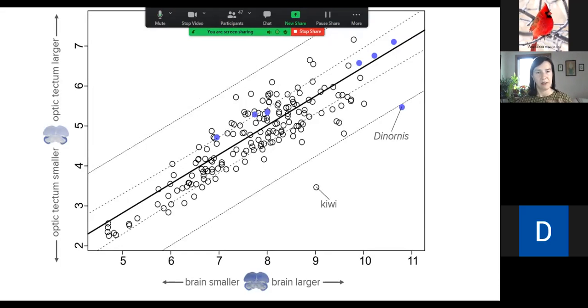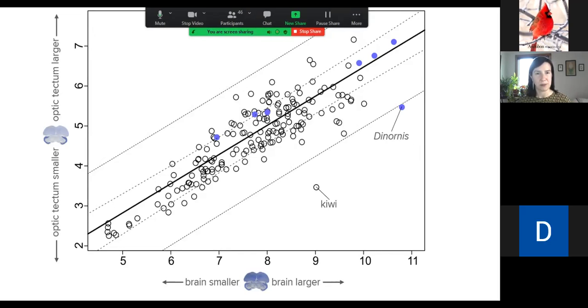We did that and found that a lot of the fossils I looked at, they're these blue dots, they kind of fell where we'd expect them with the sample of the rest of the modern day birds, so the open circles. But there was a weirdo in the modern day ones, the kiwi, again, they keep coming up. And one of the fossils I looked at, Dinornis, or the moa, or at least one of the species of moa.